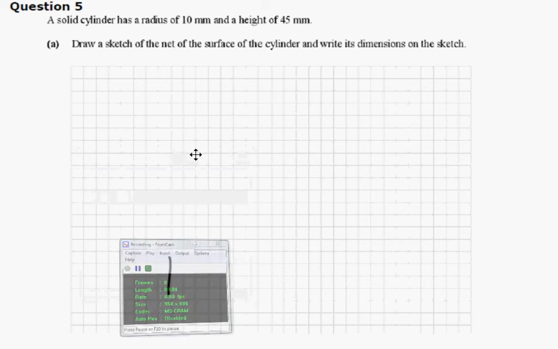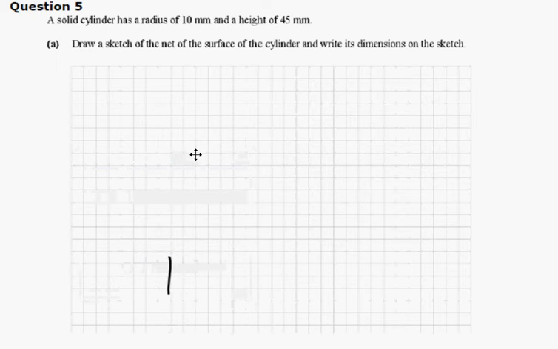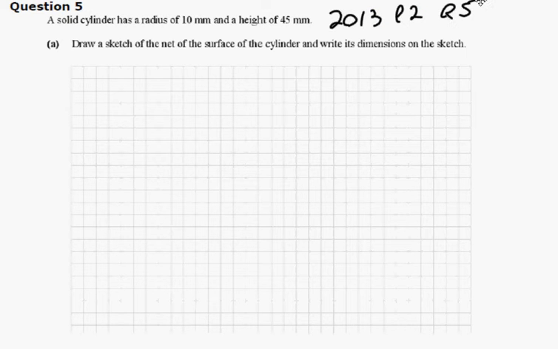Okay guys, so this is 2013 paper 2, question 5. The solid cylinder has a radius of 10 millimeters and a height of 45 millimeters. Draw a sketch of the net of the surface of the cylinder and write its dimensions on the sketch.